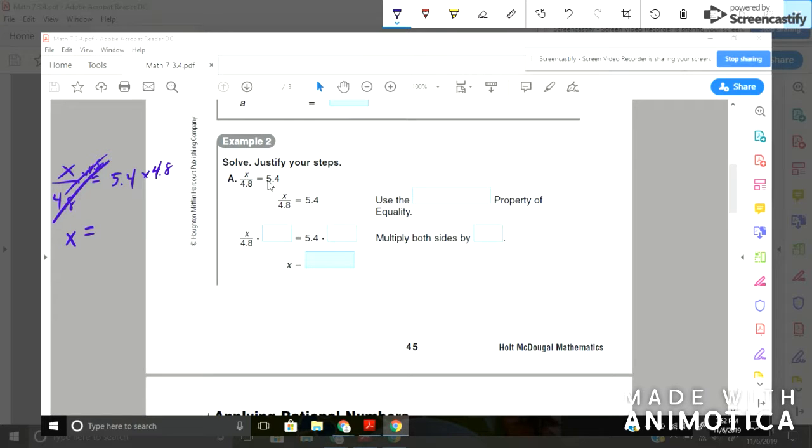In other words, we're using the multiplication property of equality, and I'm multiplying by 4.8 on both sides of my equation. And then let's do that math. So I've got 5.4 times 4.8.